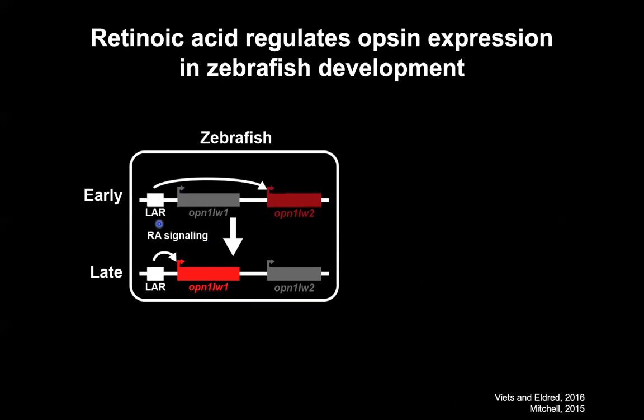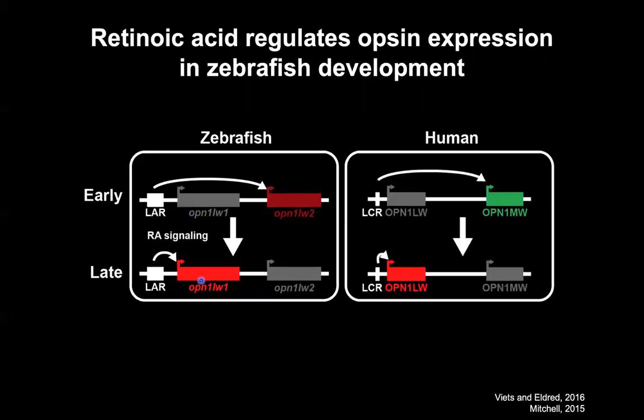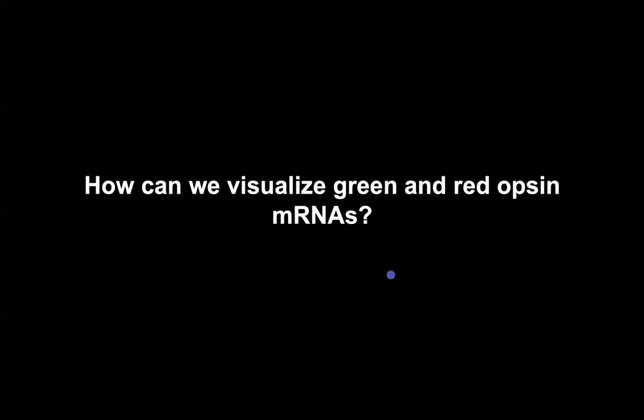In early development, the further away opsin is expressed, and in late development, retinoic acid regulates the change from LW2 to LW1. In zebrafish, the locus bears resemblance to the human locus, though independently evolved, where I've shown that the further away opsin is expressed first. I therefore hypothesized that retinoic acid could be playing a role in the generation of red cones.